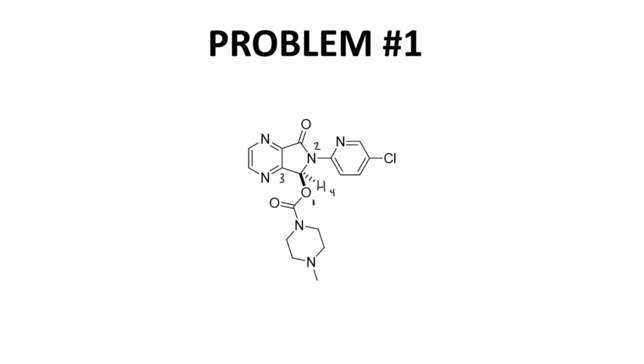Let's go ahead and draw our circle through 1, 2, and 3. There we go. That is a counterclockwise circle. So the stereochemical configuration, in this case, is S. This molecule is S-zopiclone. It's also known as Lunesta.